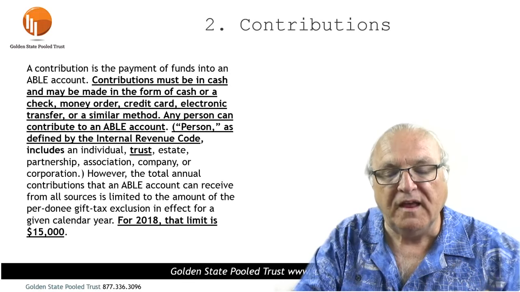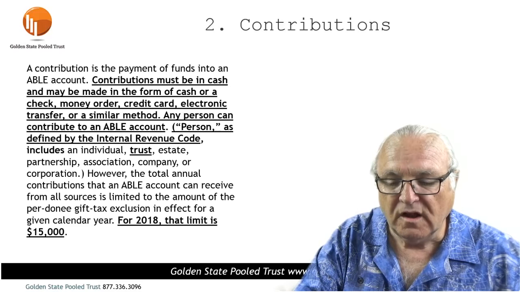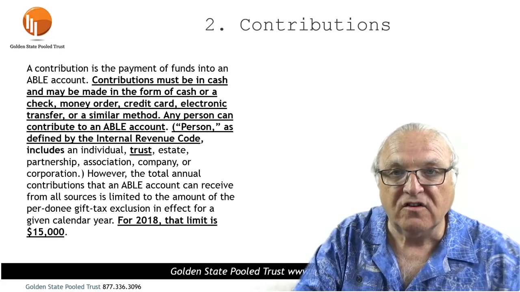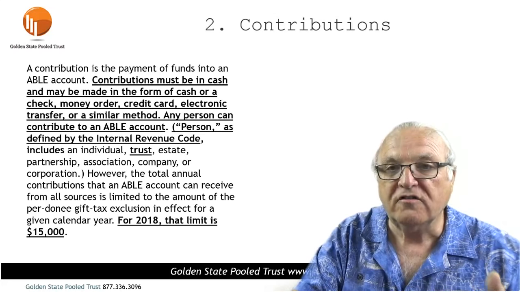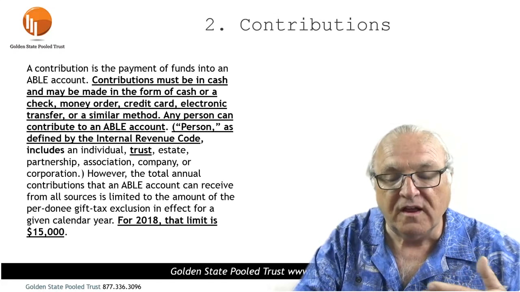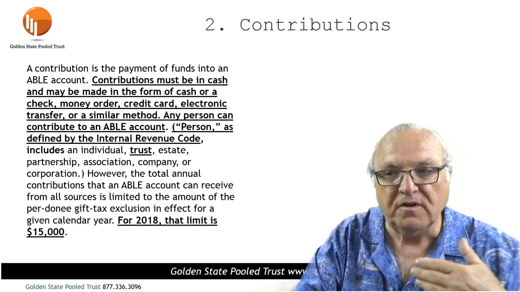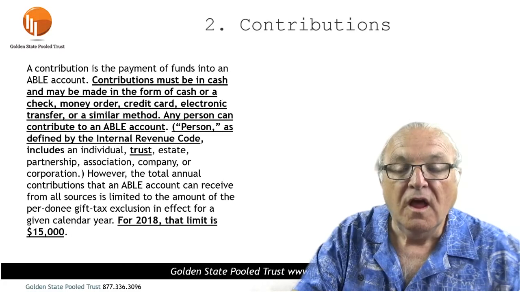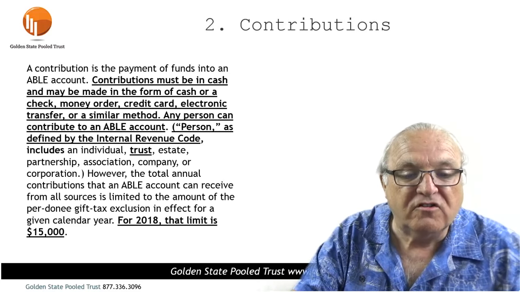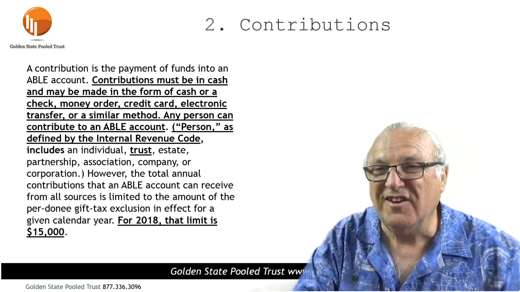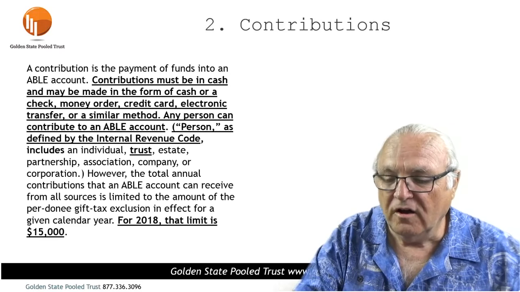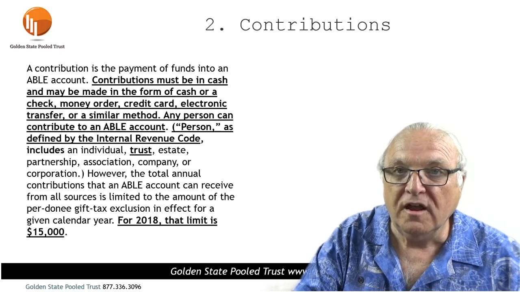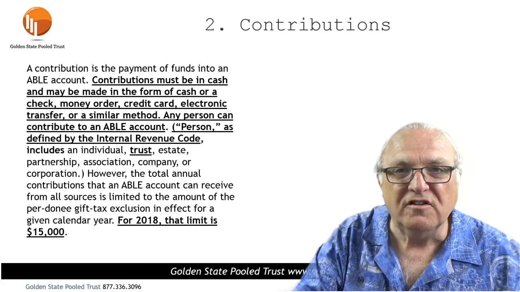Now that is based on the federal gift tax exemption. So there is a cost of living increase. So someday it'll go to $16,000, someday it'll go to $17,000. And this may be subject to change by legislation. So, as I like to say, you might think you have learned everything you can about ABLE, but it's something that's constantly changing.